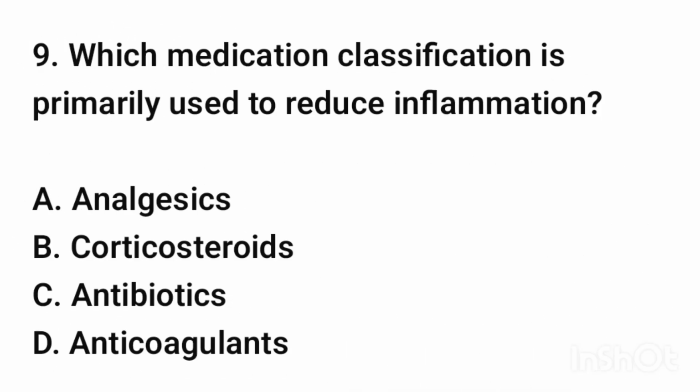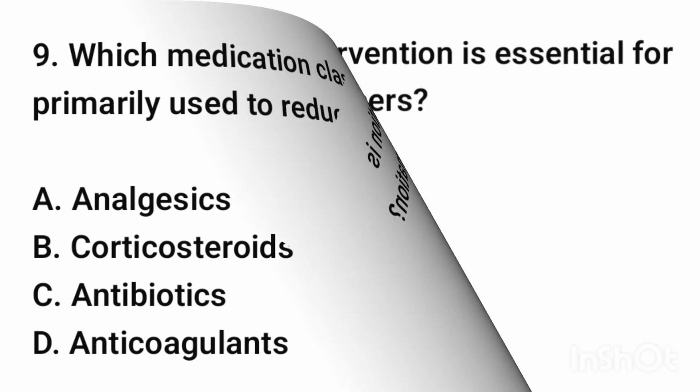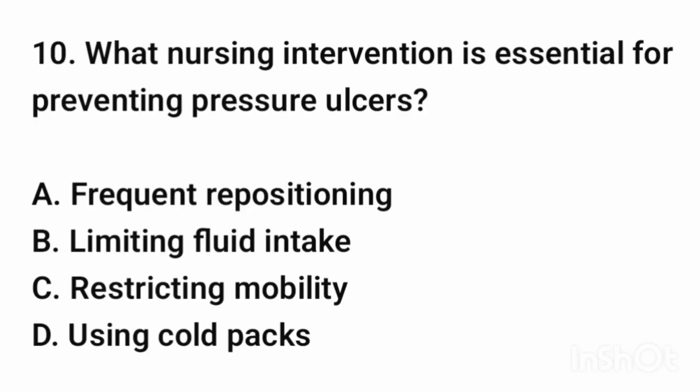Question number 9. Which medication classification is primarily used to reduce inflammation? The correct answer is option B, corticosteroids. Question number 10. What nursing intervention is essential for preventing pressure ulcers? The correct answer is option A, frequent repositioning.